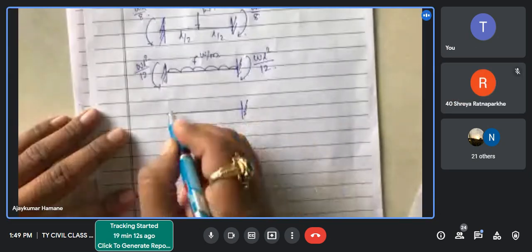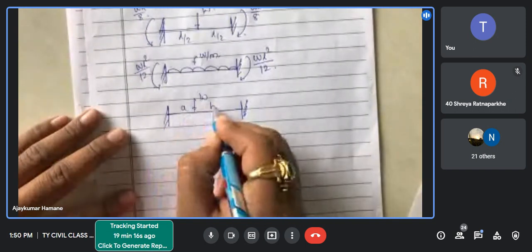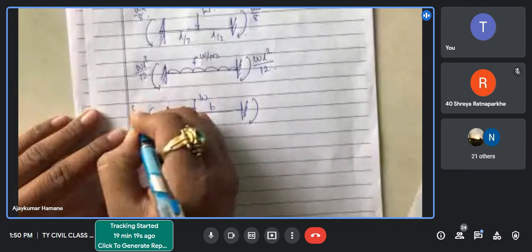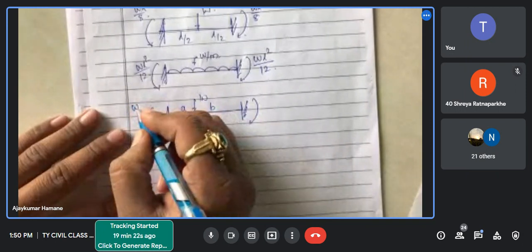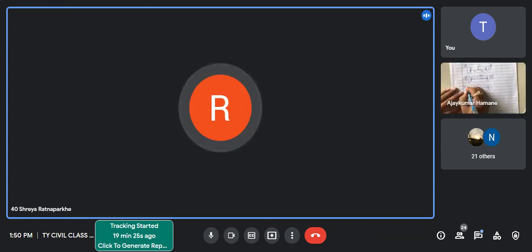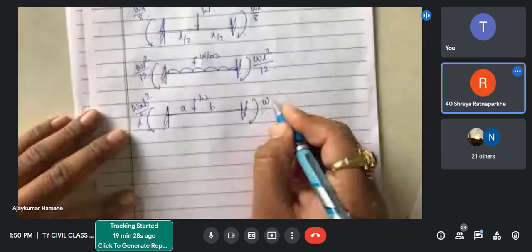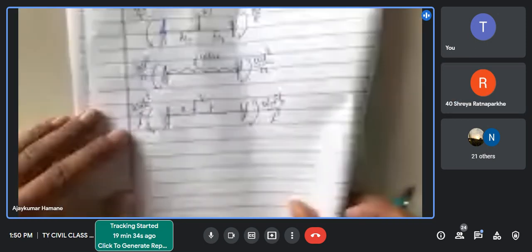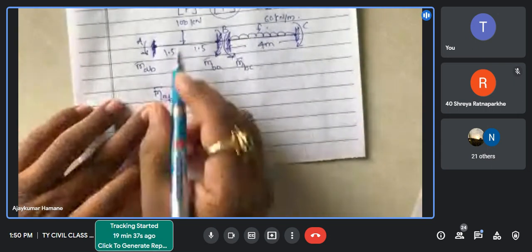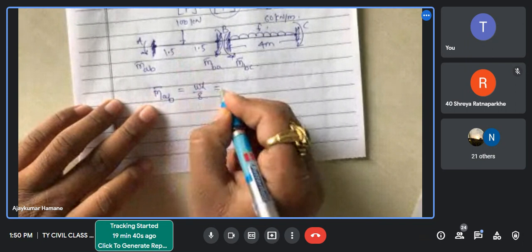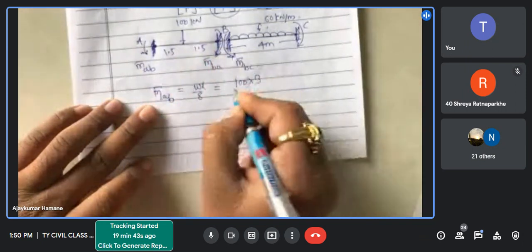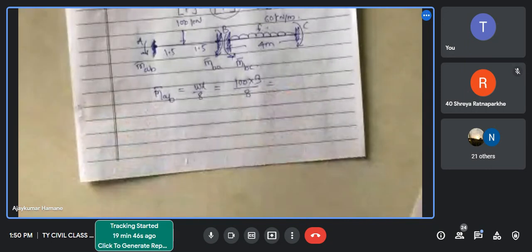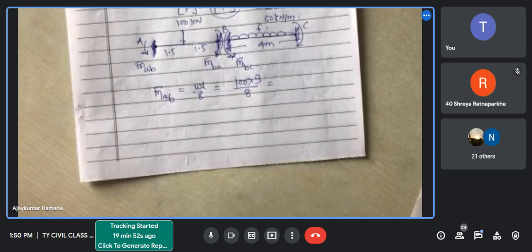Now again there is fixed end, again fixed end. We have W, A and B. What is this end moment? This end moment is W A B square by L square. Correct. Here W A square B by L square. Correct. Like this. Now what is M AB? WL by 8. So what is 100 into 3 divided by 8? What is the quantity?